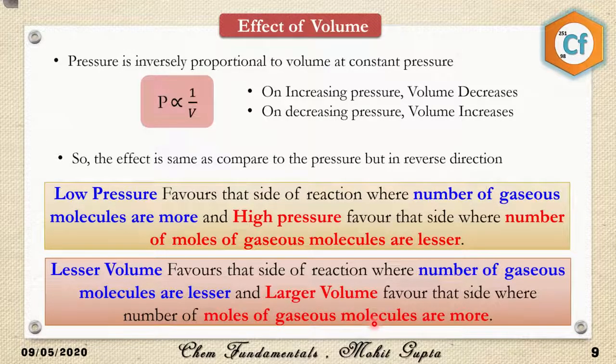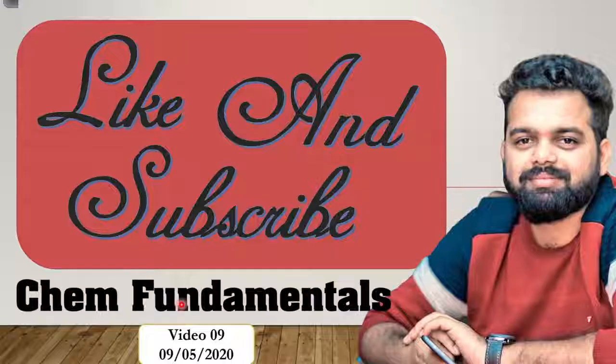If you are getting confused in this kind of conceptual question, what you do is just write down the equation. Just note whether the reactant side has more molecules or fewer molecules. Then apply it with the volume. If volume is large, the reaction will move in such a direction where the number of molecules is large. If the volume is small, the reaction will move in that direction which has fewer molecules. And for pressure, just inverse it.